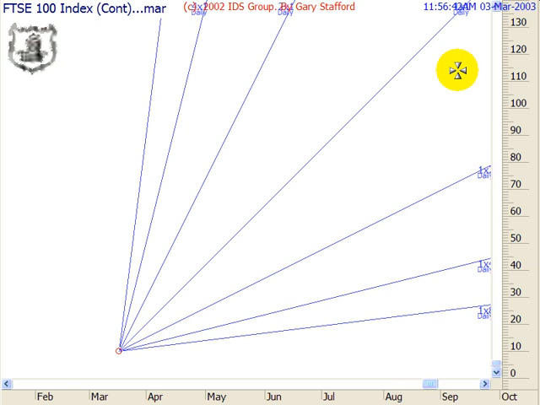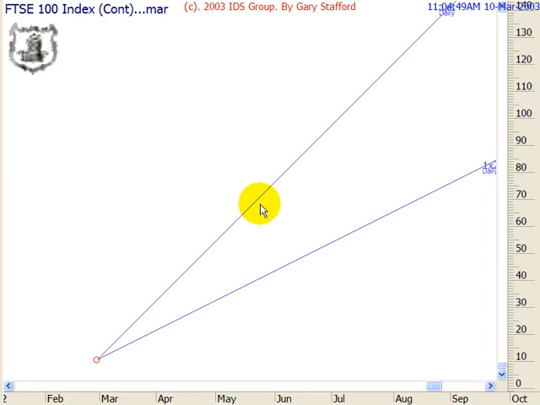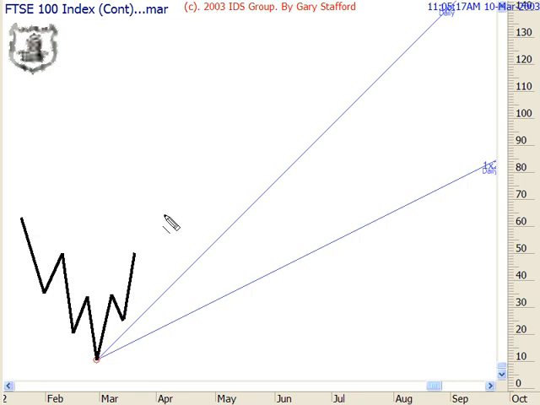Now we're going to look at the concept of time and price squaring. It sounds incredibly complicated, but in fact it's incredibly simple. However, it did take me about 2 years to understand what he was talking about. What we've done here is the market has fallen to a low and started to rise, and I've drawn a 1x1 angle from that low and a 1x2 angle from that low.